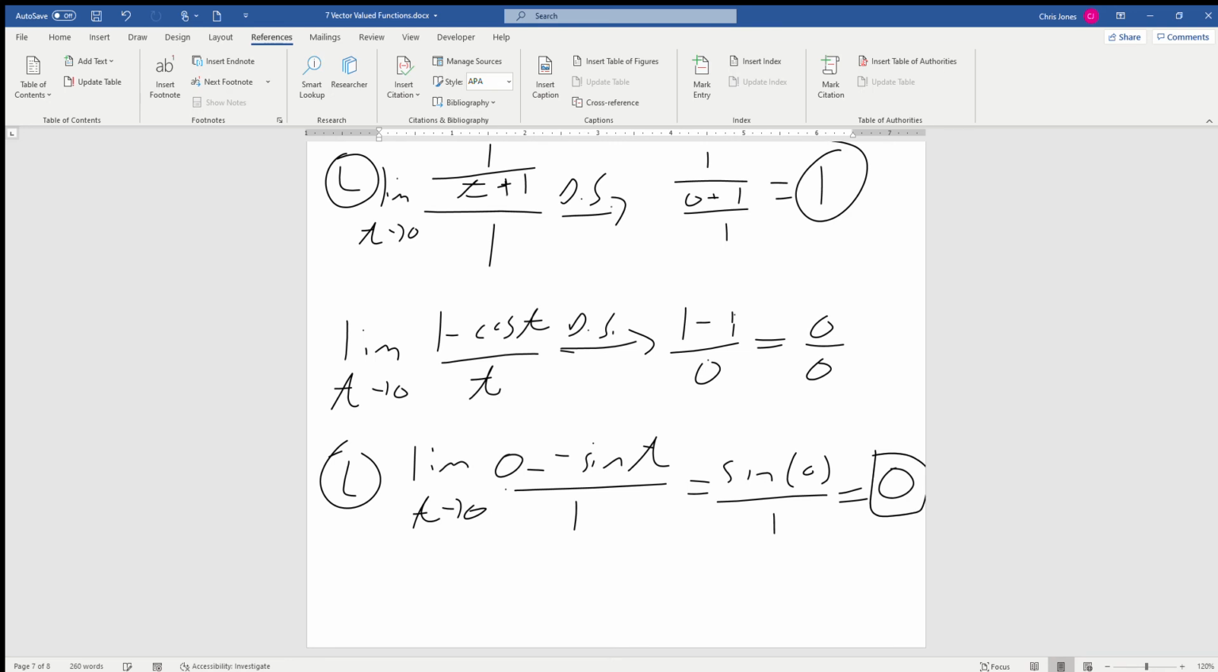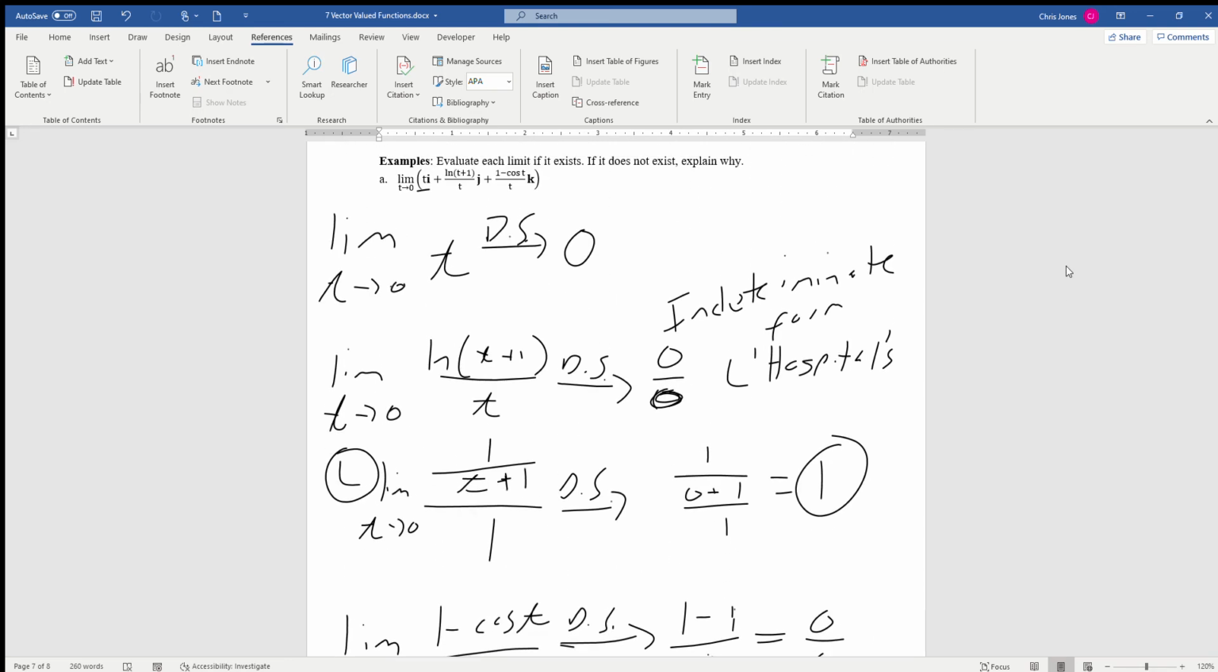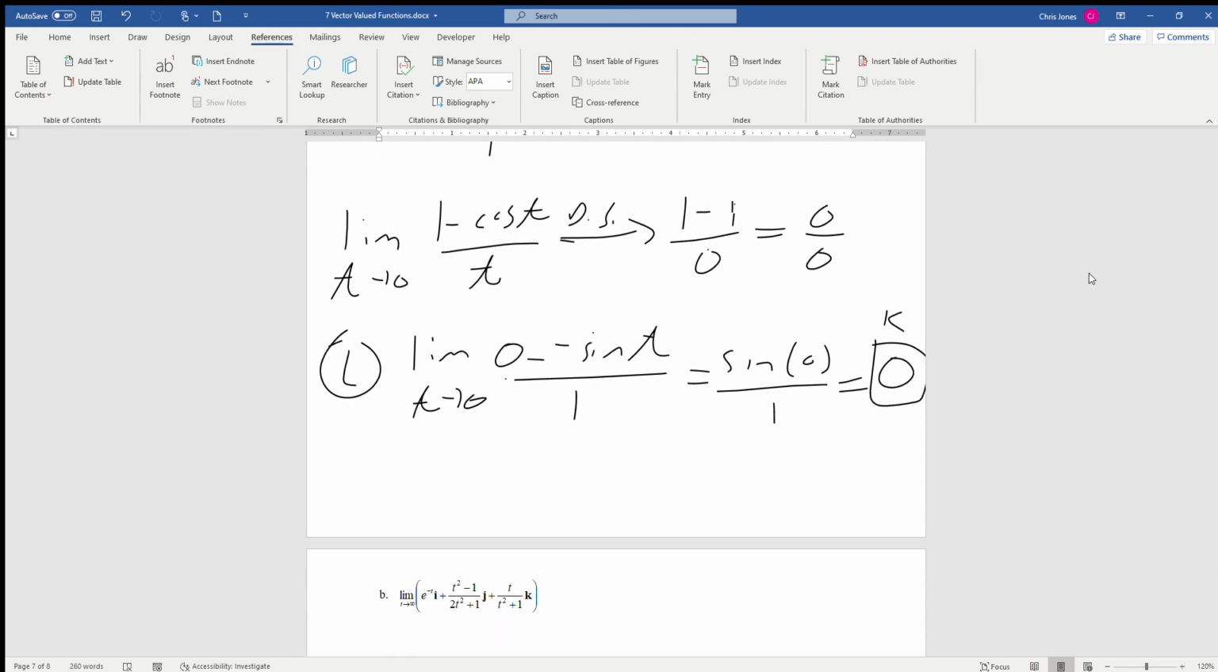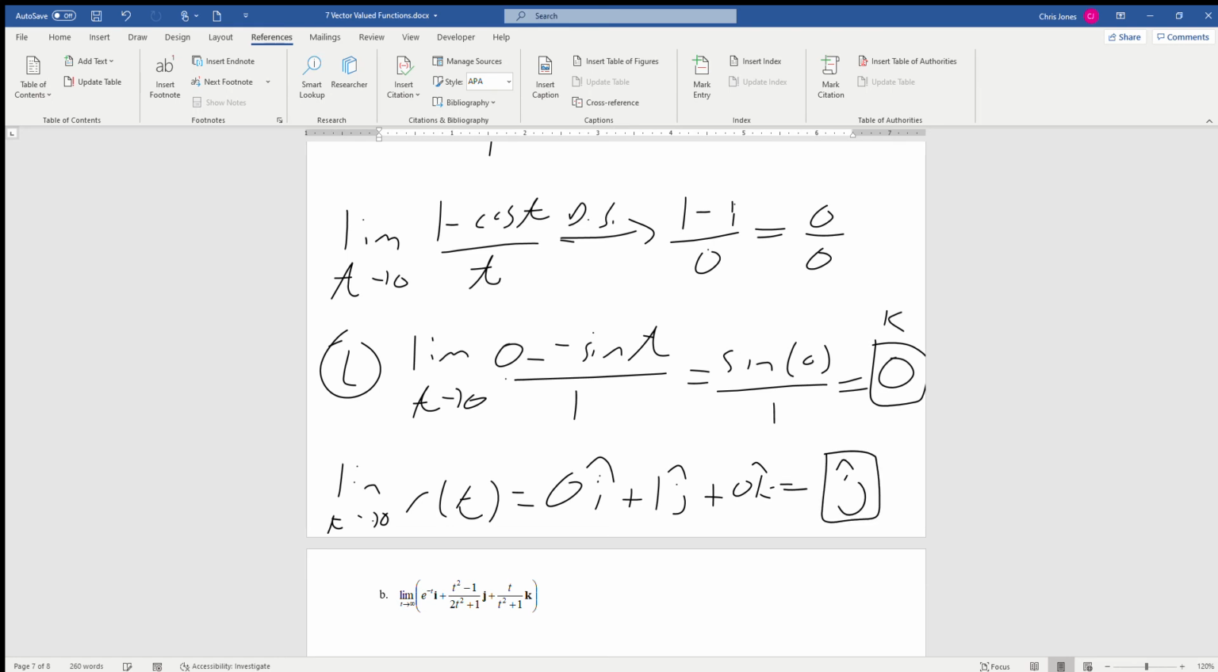Right? So what we have is 0 for the i component, 1 for the j component, and 0 for the k component as our limits. So the limit as t approaches 0 of our function r of t is going to be 0i plus 1j plus 0k, or in other words, that's just j. So that's how we're going to find our limits.